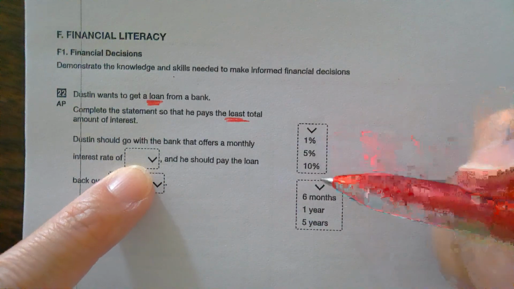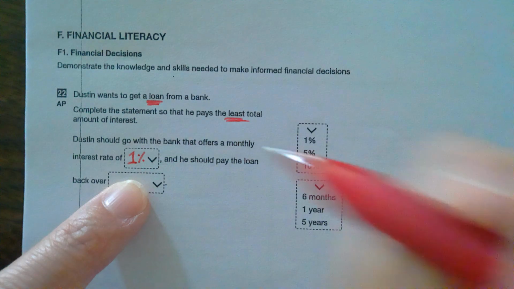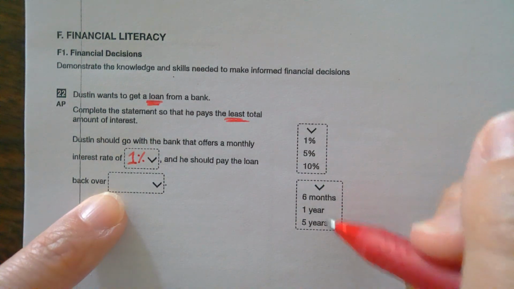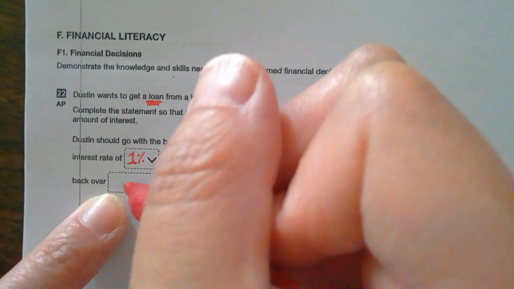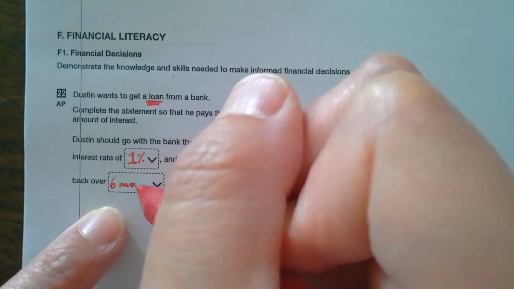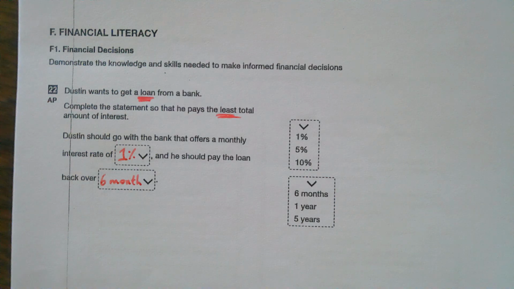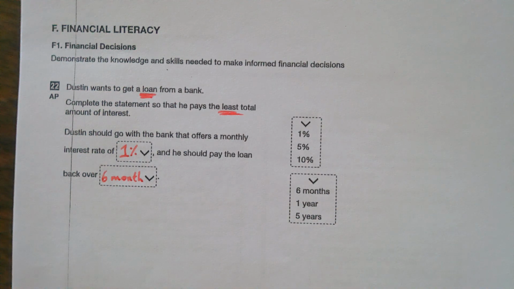So when you're paying, do you want higher or lower interest? Lower. So 1%. And he should pay the loan back over. Since we are paying, do we want to pay it off sooner or later? Sooner. Over 6 months. There you go. If you are earning interest in a savings account, then all the answers would be opposite.